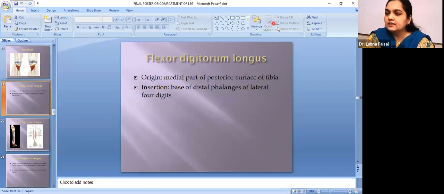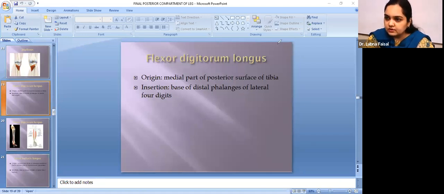the second muscle, that is the flexor digitorum longus, of the deep subcompartment of the posterior compartment of the leg. This flexor digitorum longus originates from the medial part of the posterior surface of the tibia, and insertion to the base of the distal phalanx of the lateral four digits. Flexor digitorum longus, as its name indicates, is for the lateral four digits, and flexor hallucis longus is for digit 1, the distal phalanx of the great toe. We will discuss that later.